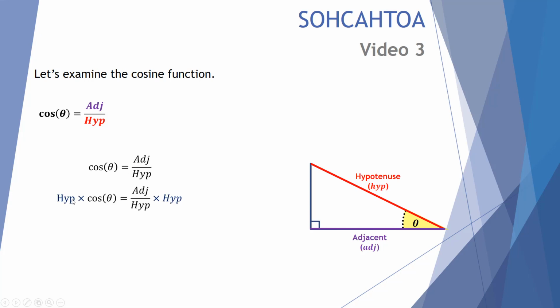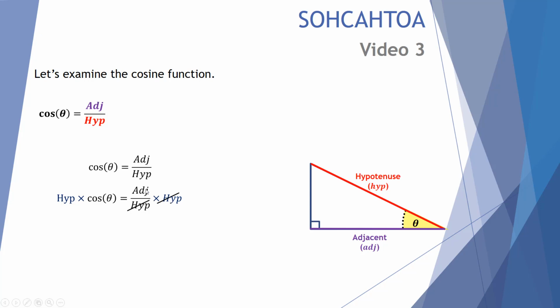Let's see, if we were to multiply both sides by the hypotenuse, as you can with equations, you can multiply both sides by the same factor. We find that on the right-hand side of our equal sign, we've got a divide by hypotenuse and a multiply by hypotenuse. Those two can effectively cancel each other out.